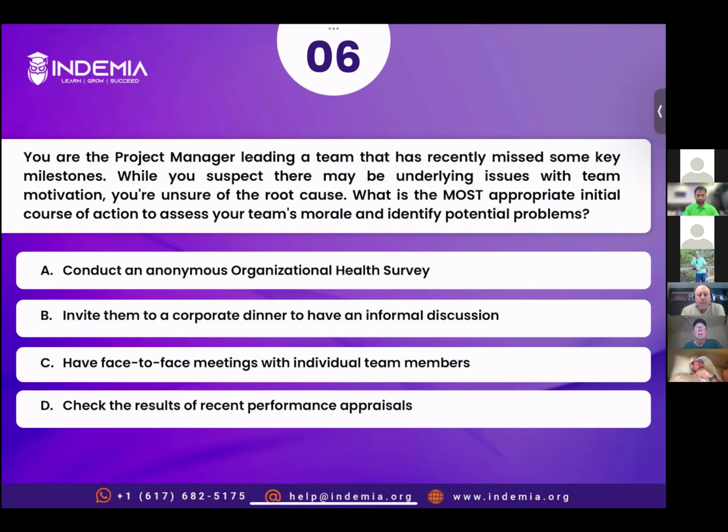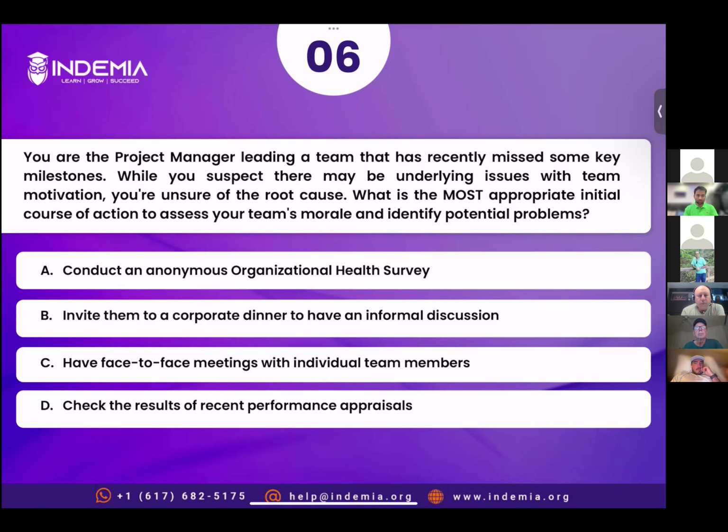Check the result of recent performance appraisal. So I don't know how that is going to give you their performance, how it's going to help you to understand the cause. So if we have a face-to-face meeting, we can actually understand what is the root cause of the problem. Absolutely, that is correct.